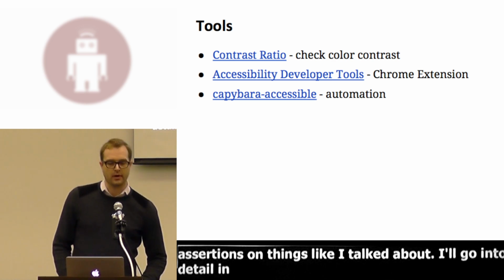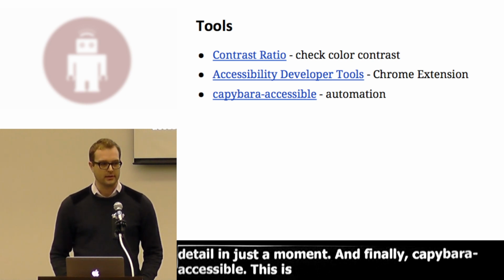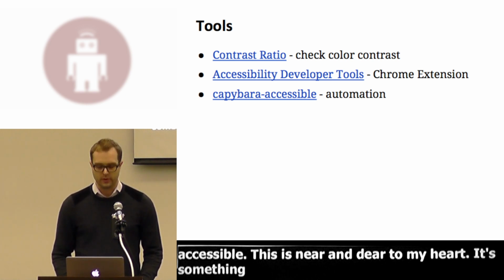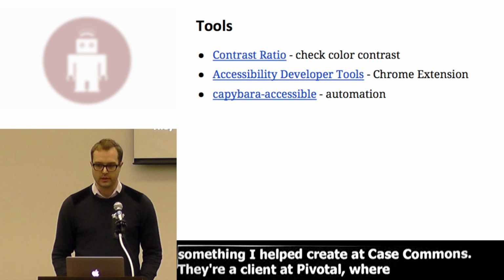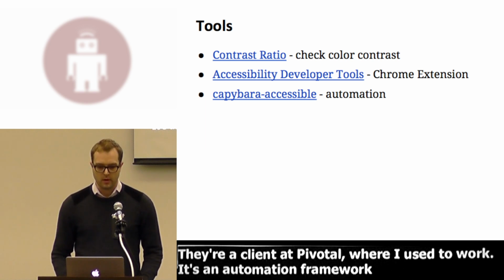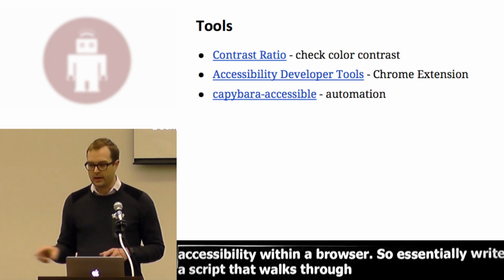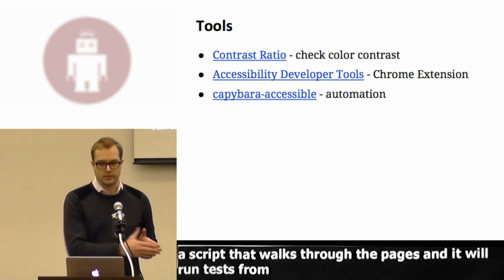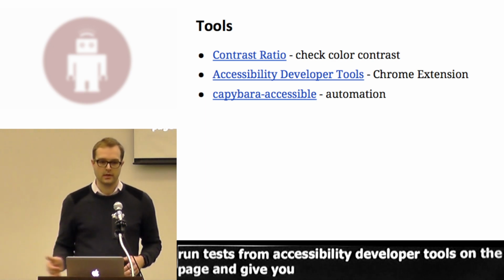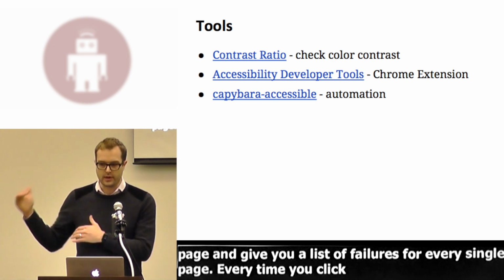And finally, capybara-accessible. This is near and dear to my heart. It's something that I helped create at Case Commons when they were a client at Pivotal, where I used to work. And it is an automation framework for testing accessibility within a browser. So essentially, you write a script that walks through the pages, and it will run tests from accessibility developer tools on the page and give you a list of failures for every single page. Every time you click a link, every time you visit a page, automatically it will generate those failures.